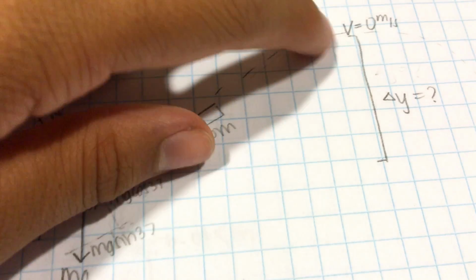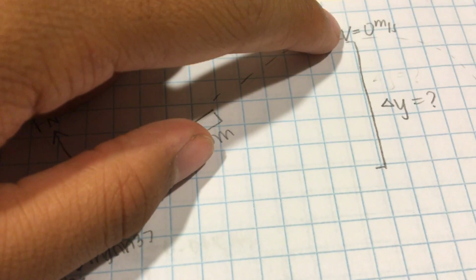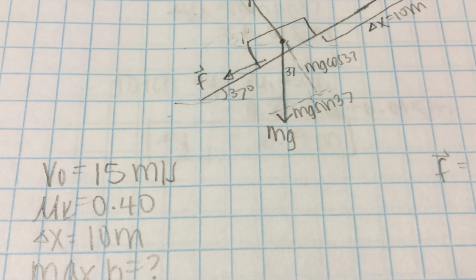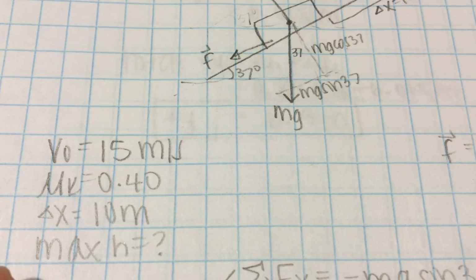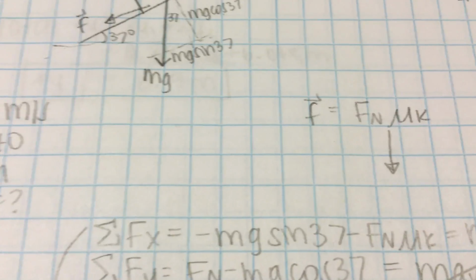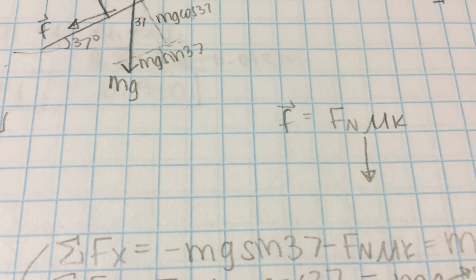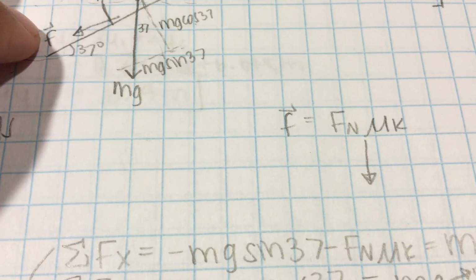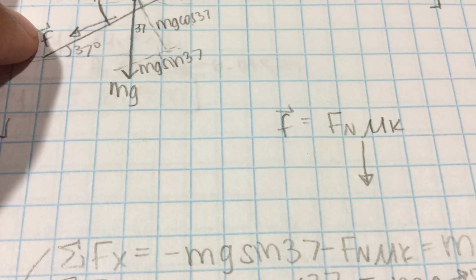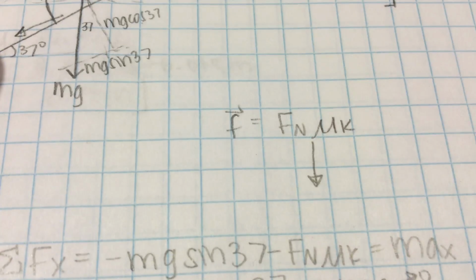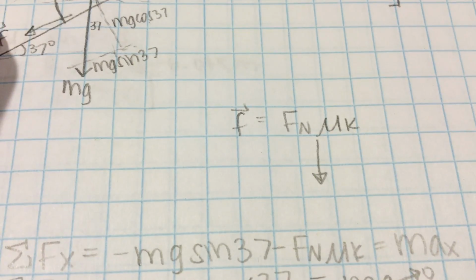This delta y shows that we're looking for the distance from its maximum height, where the velocity will be 0, to where it strikes the roof. And then over here I have all the givens, and we're looking for the maximum height. The next thing I did was write the sum of the forces in the x direction: negative mg sine 37, minus the force of friction, which is the normal force times the coefficient of kinetic friction, equals mass times acceleration in the x direction.